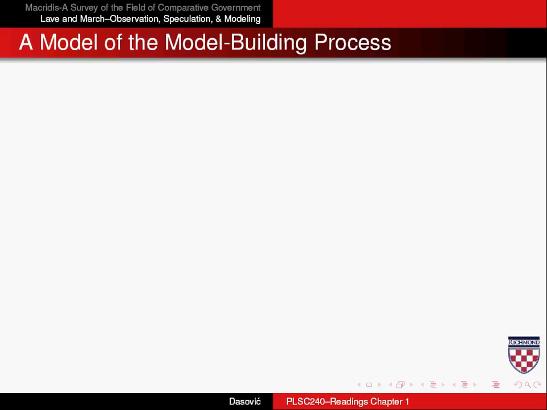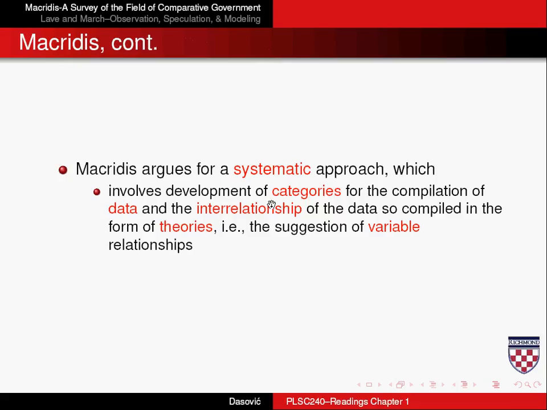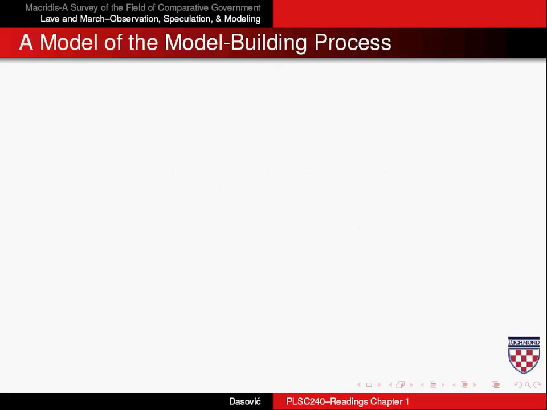So what does it mean? One of the ways to understand a scientific approach is that it is based on theories, and good theories. So how do we create, find, understand theories? Well, one of the ways to do that is to look at building a model of social reality or social and political phenomena. And Lave and March argue that you can do so by observing, speculating, and modeling.